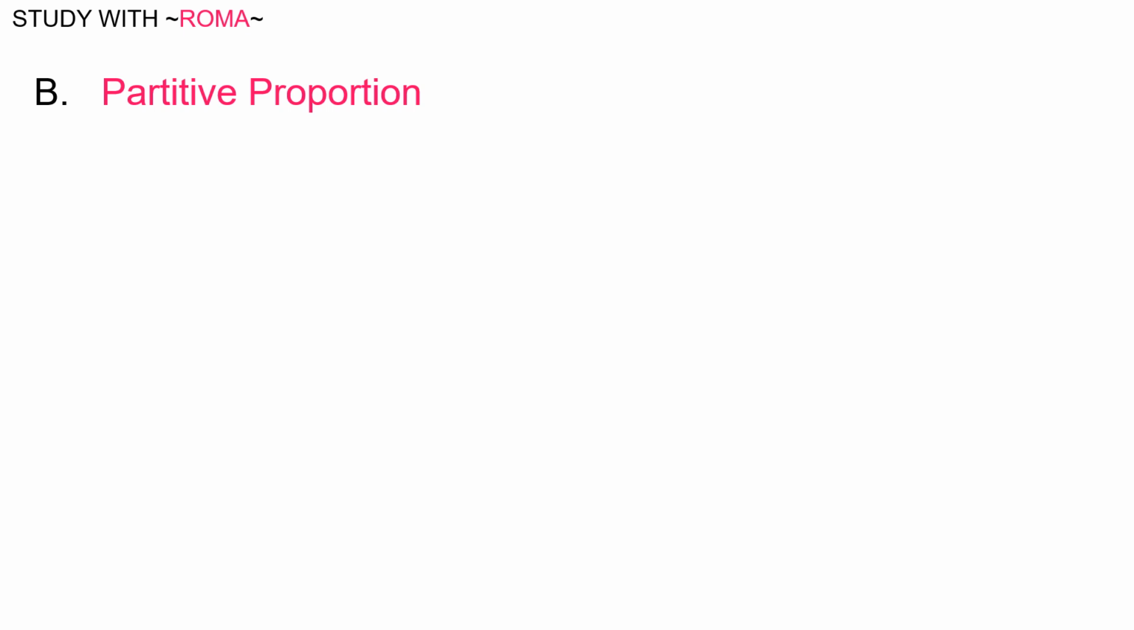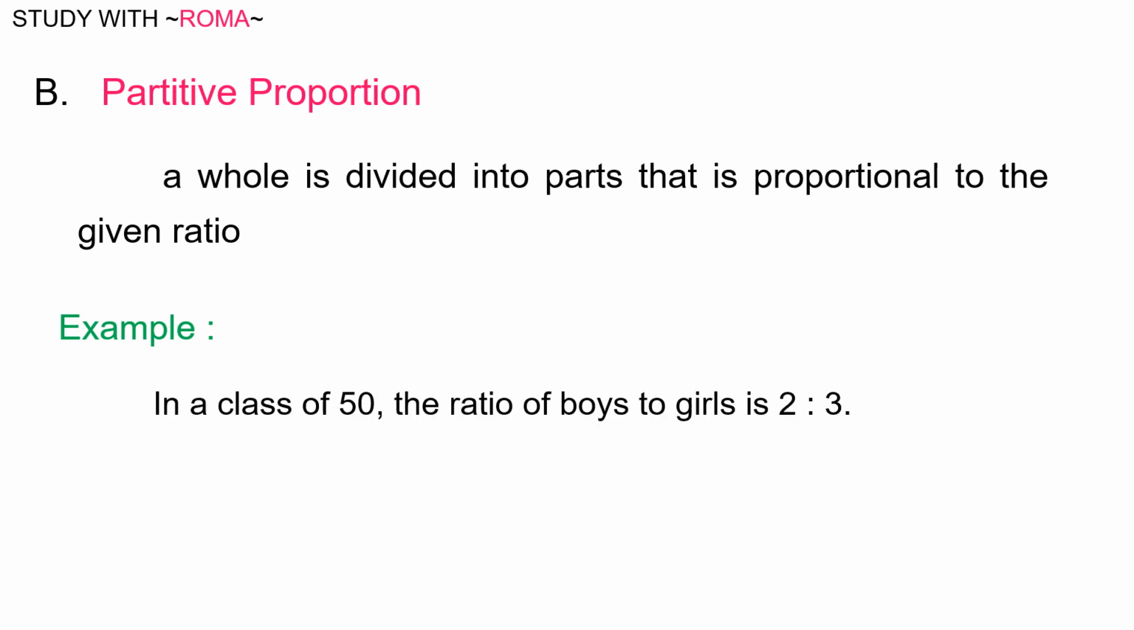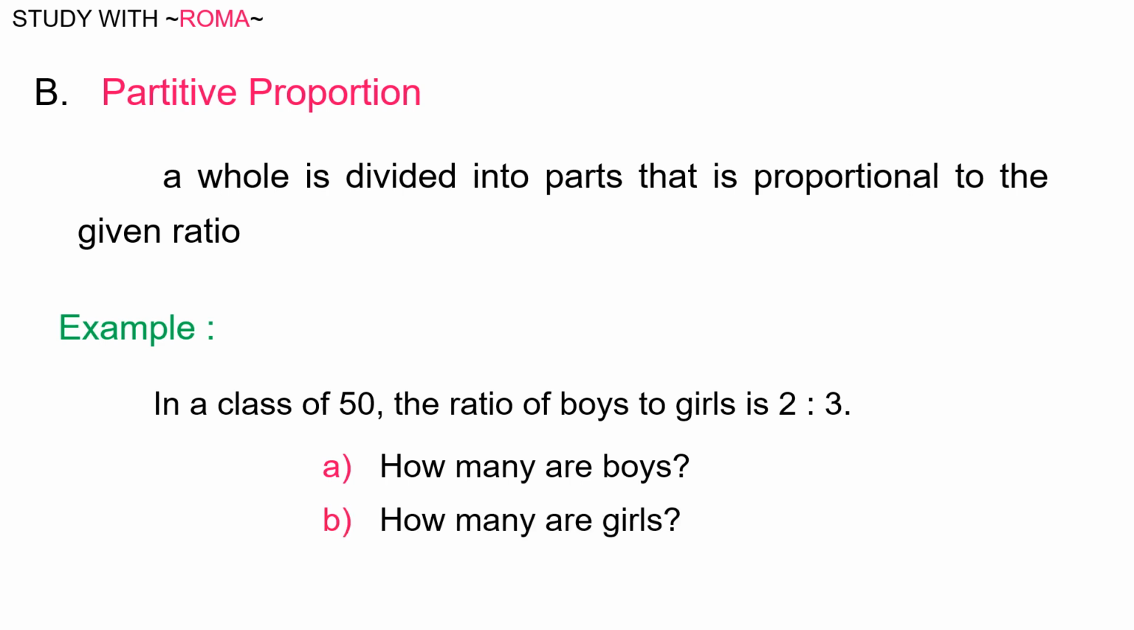Partitive proportion. This is a type of proportion wherein a whole is divided into parts that is proportional to the given ratio. Let's have an example. In a class of 50, the ratio of boys to girls is 2:3. How many are boys and how many are girls?